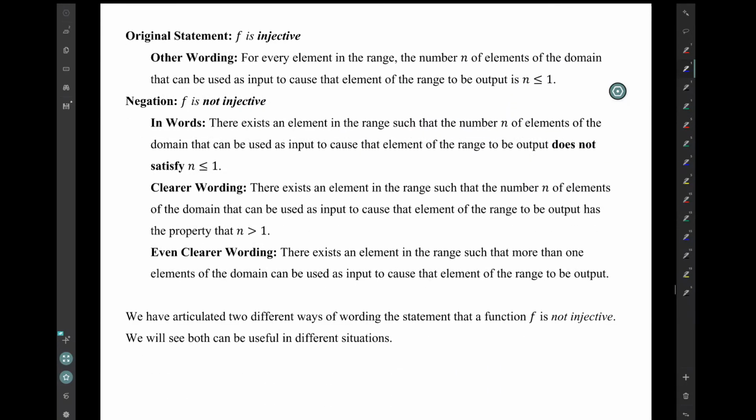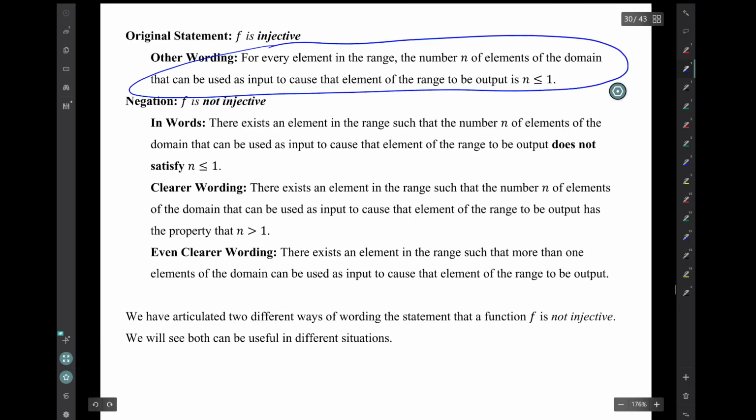Now, there's another wording of injective. This. For every element in the range, the number of elements in the domain that can be used as input to cause that element of the range to be output, the number of such inputs is n, which is less than or equal to 1. Well, that's what it means for F to be injective. To say that F is not injective means this.